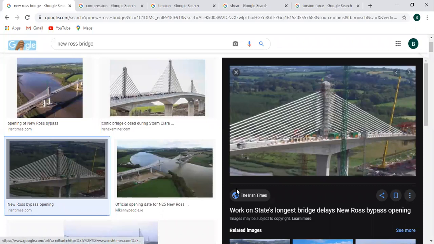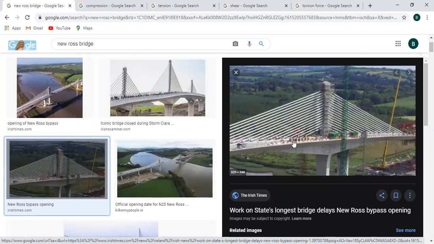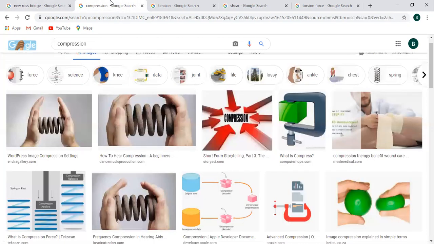The one that you're going to be most familiar with is the new bridge, the New Ross bypass. There's a lot of forces in play in this bridge, but the first one that we're going to be viewing is compression. Compression is basically when you're pushing your two hands together. You can see the spring here. The force is coming in from both your left and right hand to squeeze up that spring.